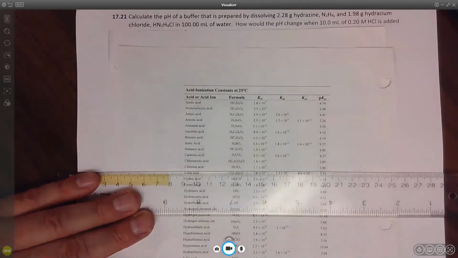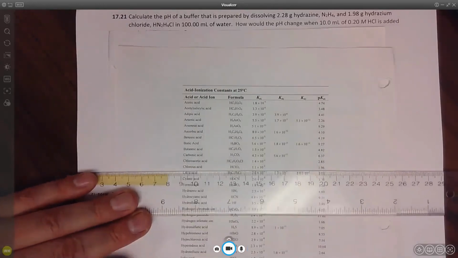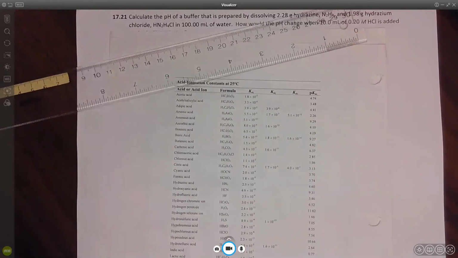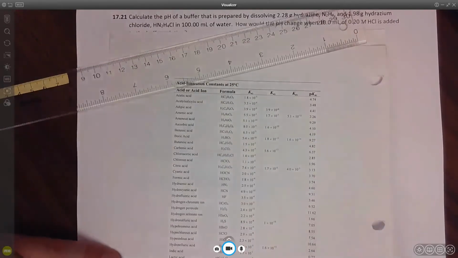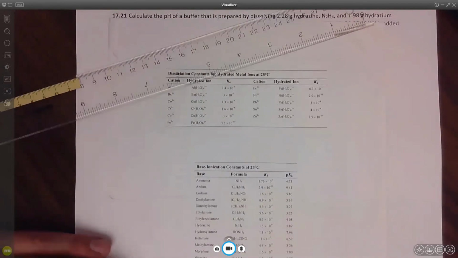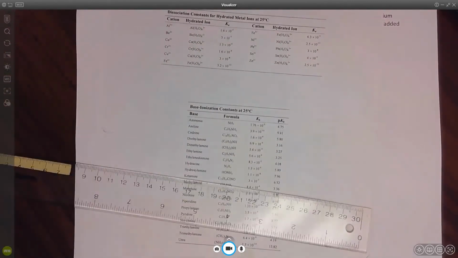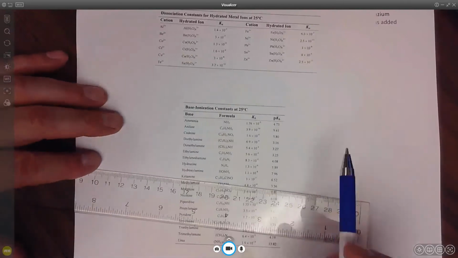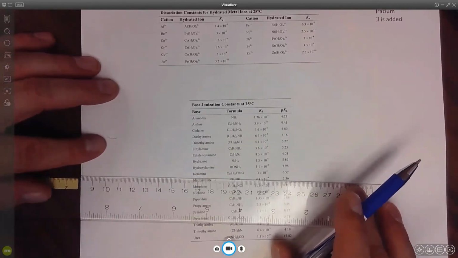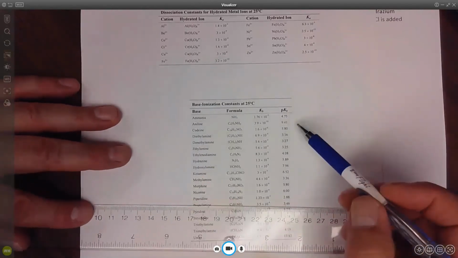Okay, now let's say it's a basic buffer. Let's say you want, and again, I haven't prepared this ahead of time. So we're just going to say, let's say it's a pH of 10. Well, now you got to go to your bases, right? Because you know if you have a pH of 10, you're going to need a base rather than an acid. So now if we want a pH of 10, we're going to have to take, this is the pKb.